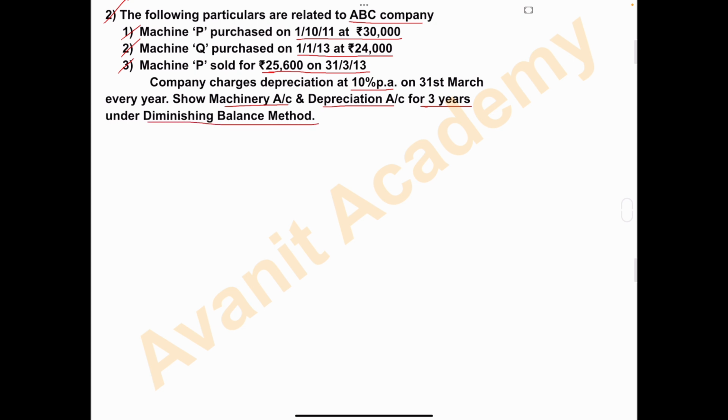So in this problem, two machines are purchased, that is machine P and machine Q. And machine P is sold for rupees 25,600 on 31st March 2013. On these machineries, we have to charge 10% depreciation every year, that is on 31st March every year. And we have to prepare machinery account and depreciation account for 3 years under which method? Diminishing balance method or written down value method. In the previous video, we solved a problem on straight line method or fixed installment method. So this is a 12 marks problem. Let's start the solution.